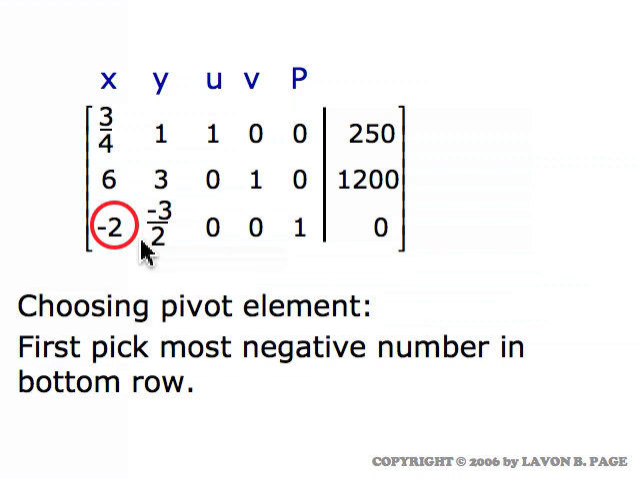Now I'm choosing what we call a pivot element. That's not my pivot element, but it determines which column my pivot element is going to come from. In fact, our pivot element will never be in that bottom row. It'll be one of the numbers above that entry, which means I'm going to be picking my pivot element from the first column.